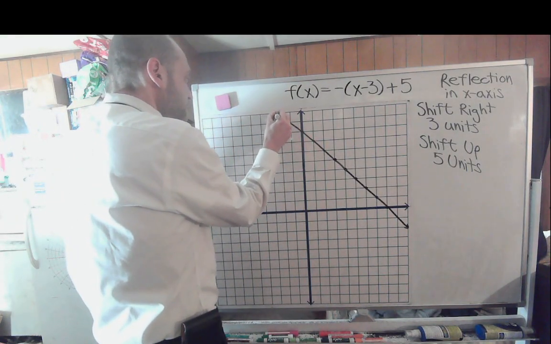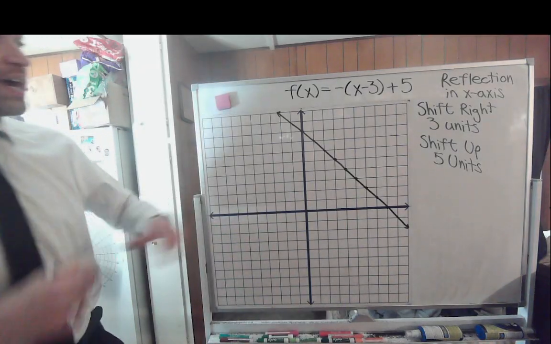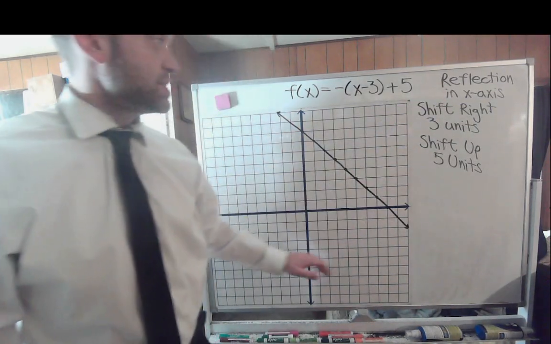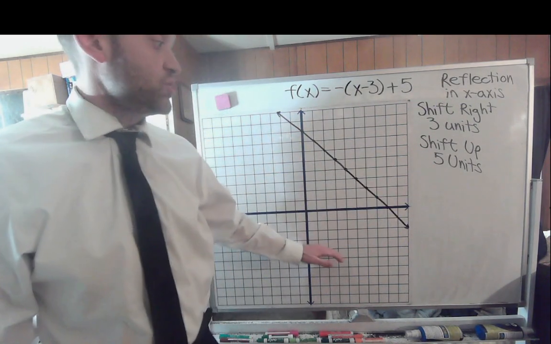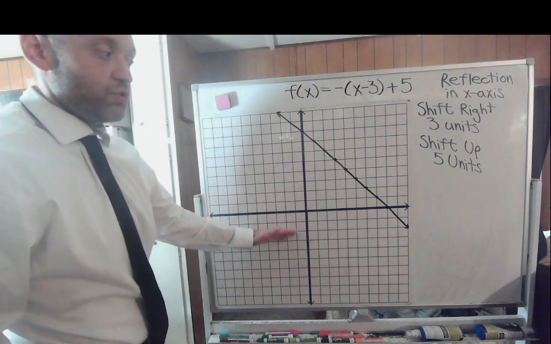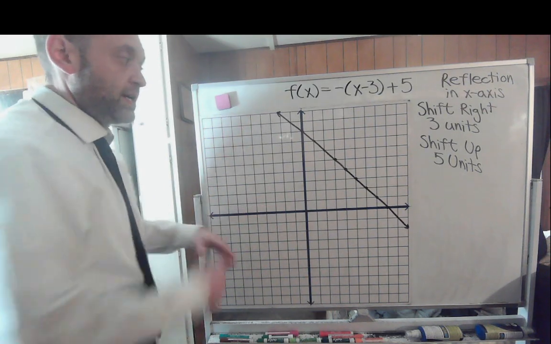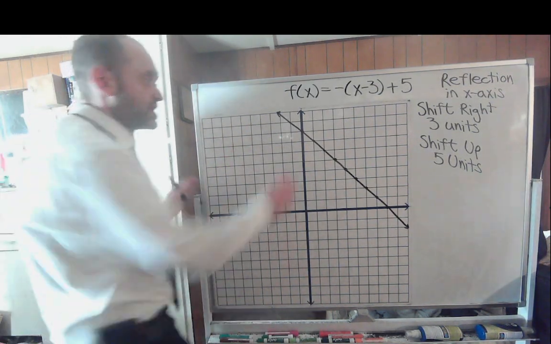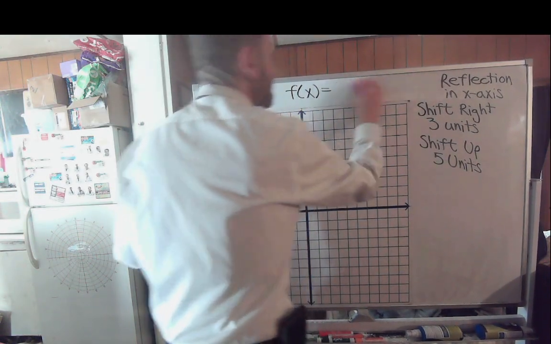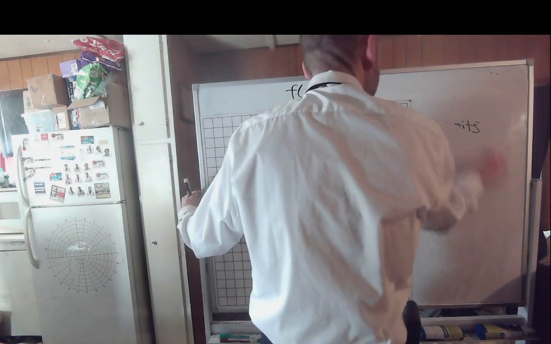So this is the graph of f of x reflected in the x-axis, shifted right 3 units, and shifted upward 5 units. So the transformations you can get from these are truly amazing. Alright, so I think that's enough linear. Let's do a quadratic function. Let's go ahead and do some quadratics.